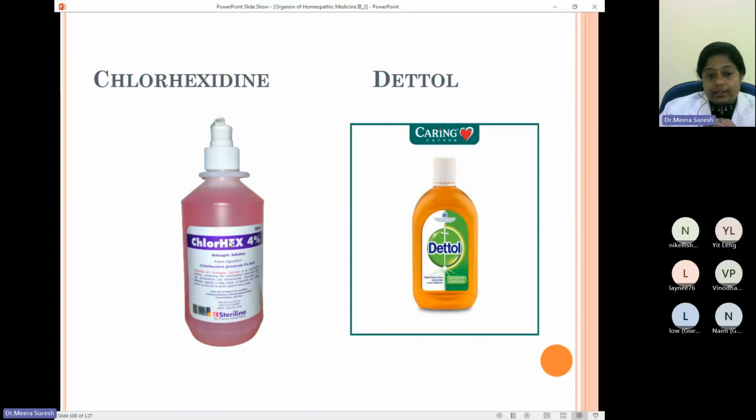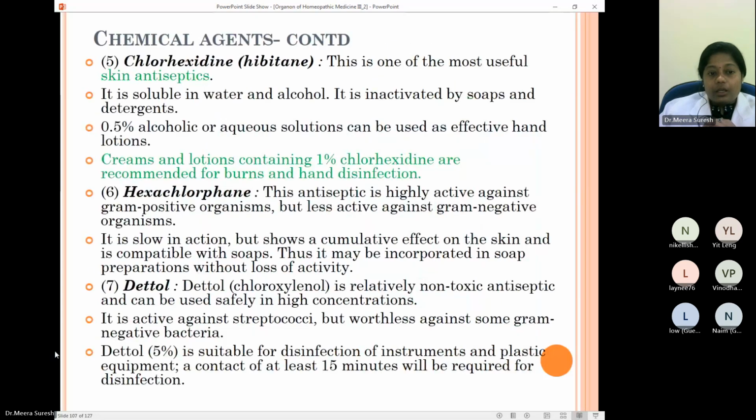This is chlorhexidine, an antiseptic solution, which means we can use it on our living tissues. Then hexachlorophane: this antiseptic is highly active against gram-positive organisms, but less active against gram-negative. It is slow in action but shows a cumulative effect on the skin and is compatible with soaps. So this can be incorporated in soap preparation without loss of activity.